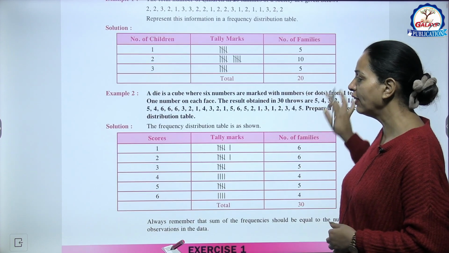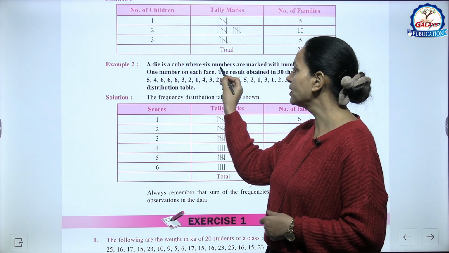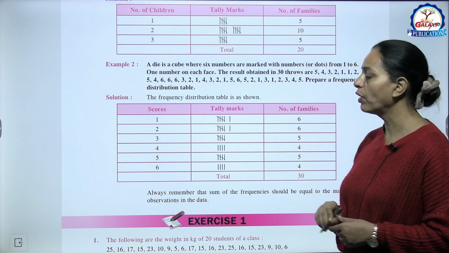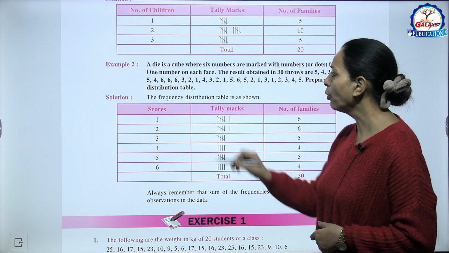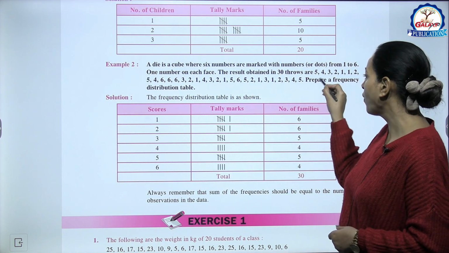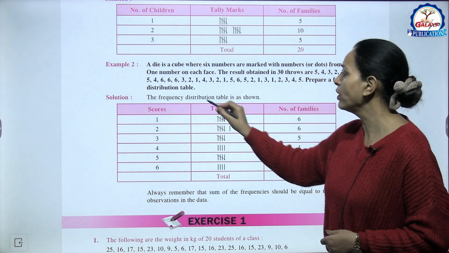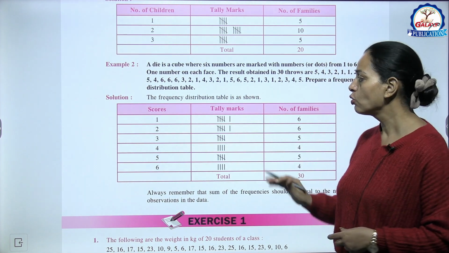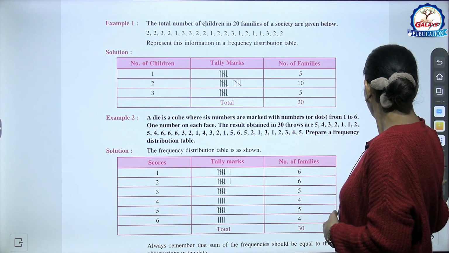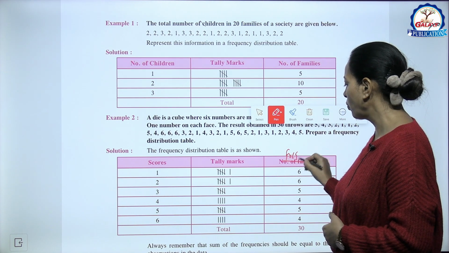Okay, now second thing, example 2. A die is a cube where 6 numbers are marked with numbers or dots from 1 to 6. We know one number on each face. The results obtained in 30 throws are 5, 4, 3, 2, 1, 1 like this, and prepare a frequency distribution table. So what will you write here? Scores, tally marks, and this is the frequency.